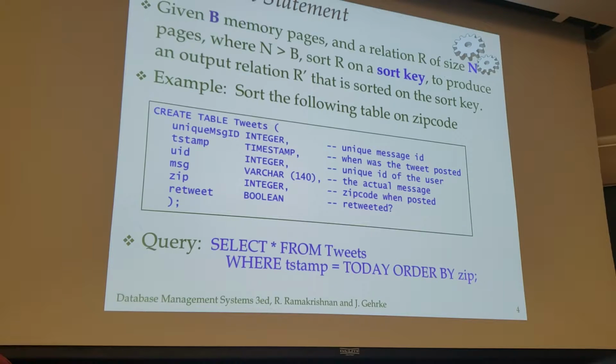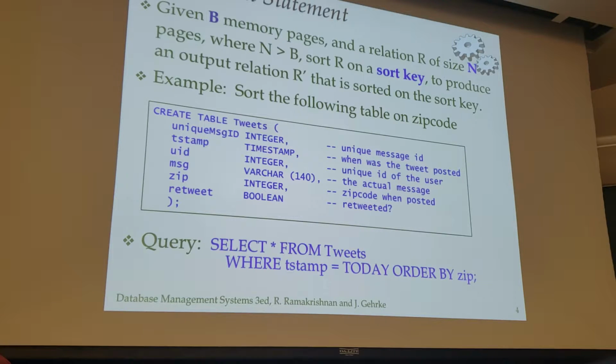So the problem statement is, given a number B of memory pages and a relation R of size N, which might not be the original relation, it might be a subset of the relation that you got using your where clause. So it doesn't have to be a stored relation, it can be whatever relation you have. And you have this relation R, where N is bigger, possibly quite a bit bigger than B.